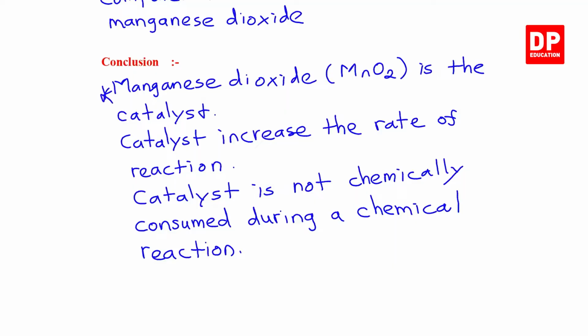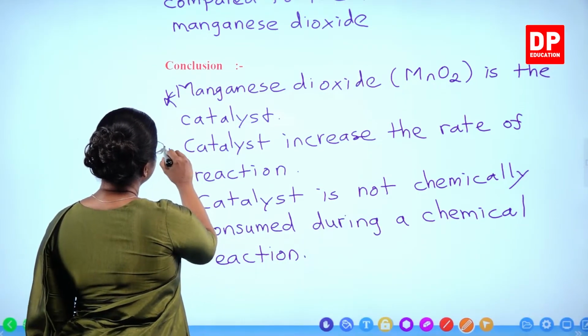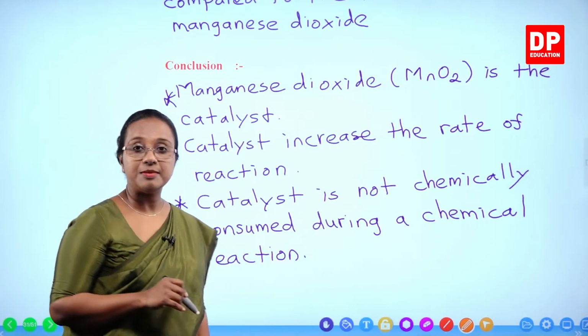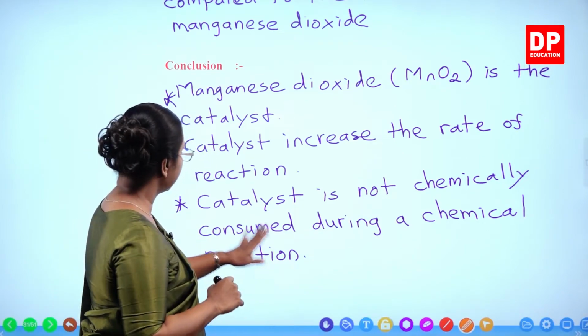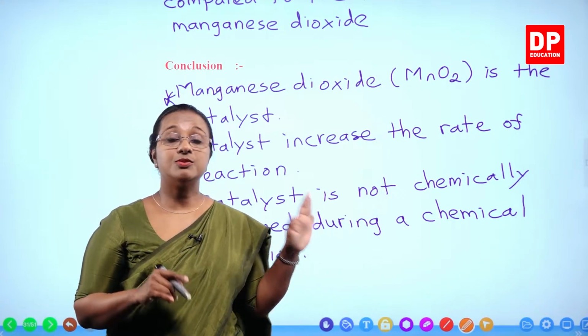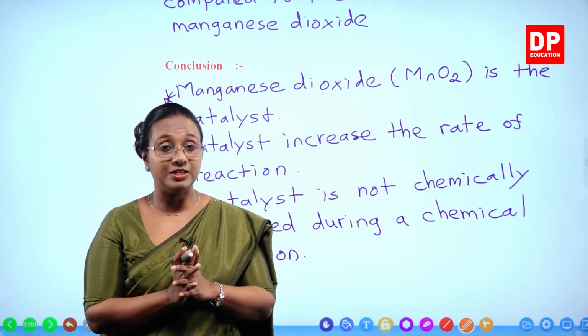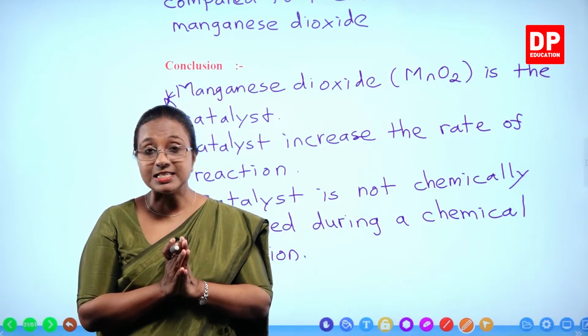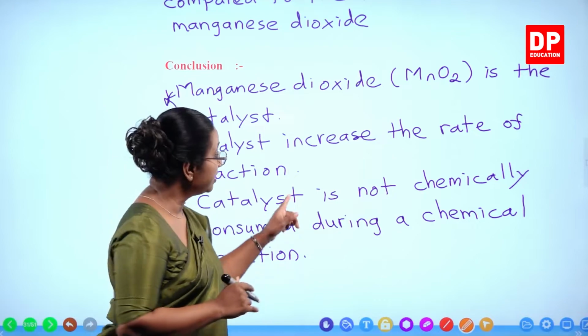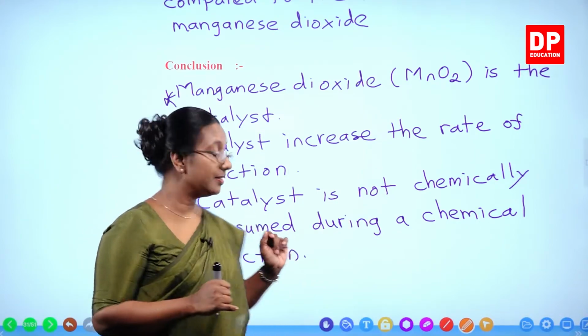So manganese dioxide is the catalyst. A catalyst increases the rate of reaction, and the catalyst is not chemically consumed during a chemical reaction. So those are the observations and conclusions that we got from the activity. So now you all can understand the function of a catalyst. With that, students, I'll move on to the next slide.